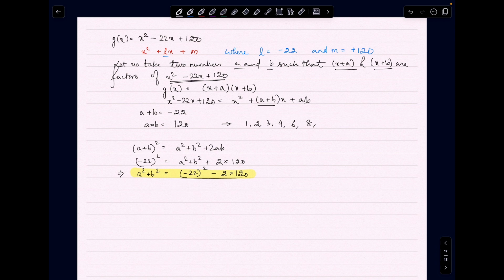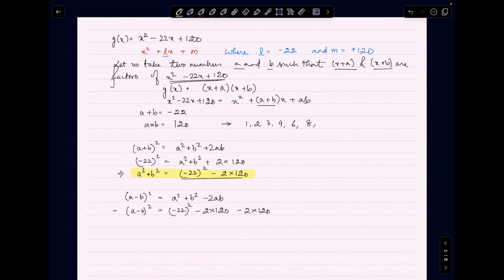Now we know a minus b whole square equals a square plus b square minus 2ab. We know this identity. We don't know the value of a minus b, so leave it as it is. Now we have found the value of a square plus b square, that is minus 22 whole square minus 2 into 120. Then again minus 2ab, which is minus 2 into 120.